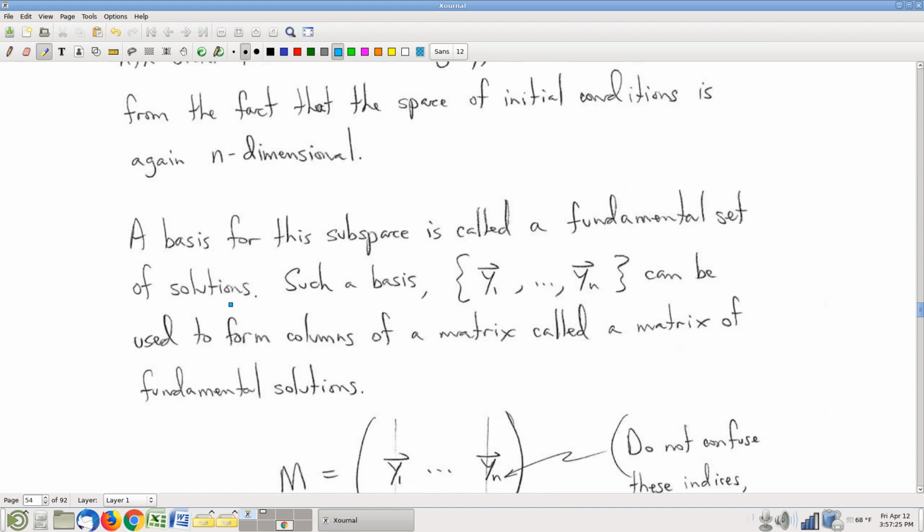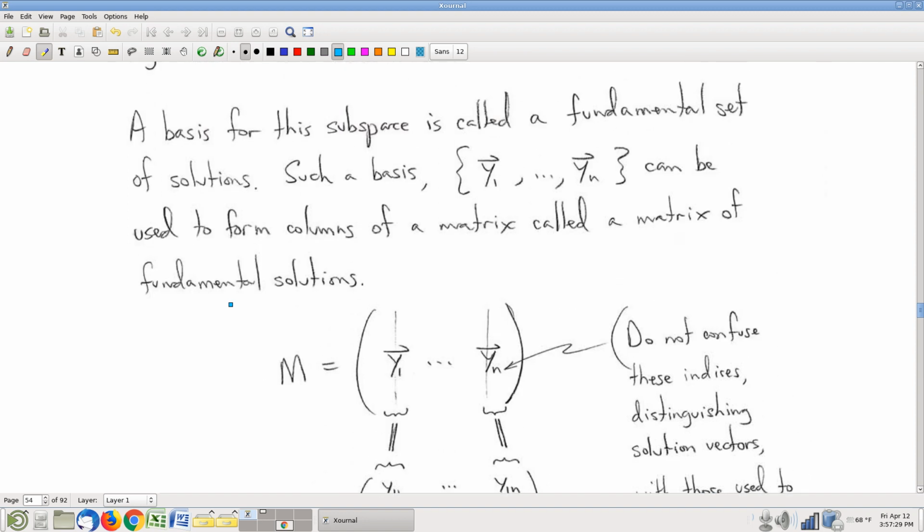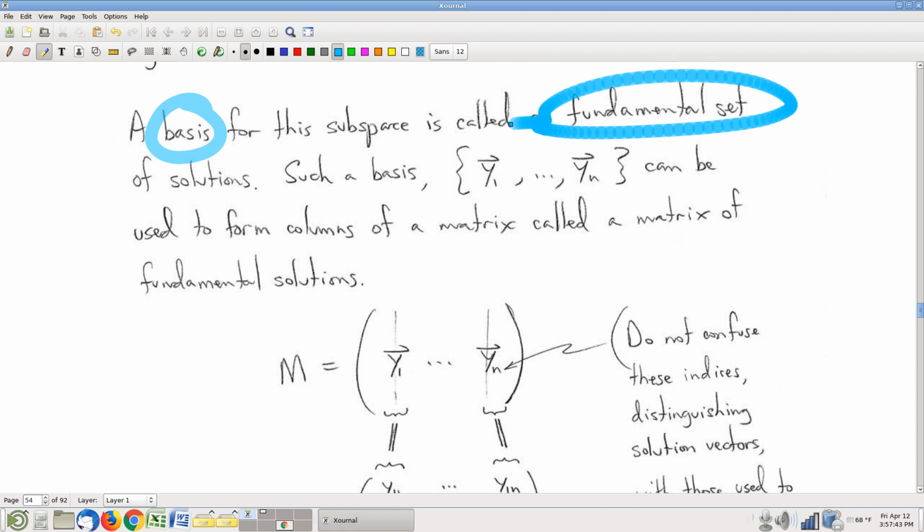A little bit of notation. This is not a big deal. Terminology first. We just observed that we have a subspace. Being that our solutions make a subspace, we can talk about a basis for that subspace of solutions. And just like we did in Chapter 4, we're going to call that basis a fundamental set of solutions. It's just like in Chapter 4. It's just terminology.